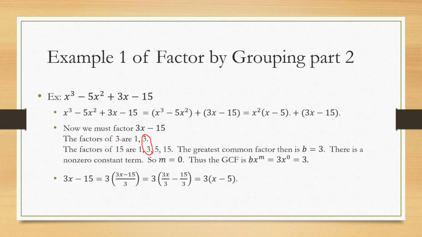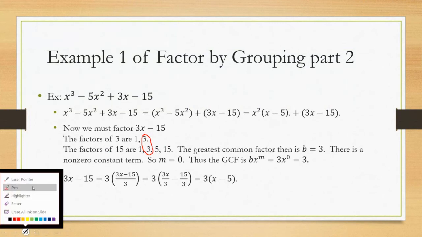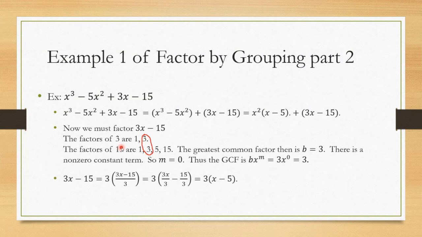We actually could have gotten that without listing the factors, mostly because 3 is a factor of 15. So that would force 3 to be the greatest common factor among the coefficients and the constant term. So b is 3, and m is 0, because there's a non-zero constant term. The GCF then must be 3, which is 3 times x to the 0, which is 3. So we factor that out from the second group.